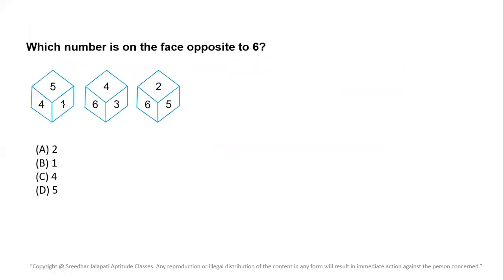Let's move to the next question. Which number is on the face opposite to 6? Here 3 views are given. You are asked to find which number is opposite to the face 6.